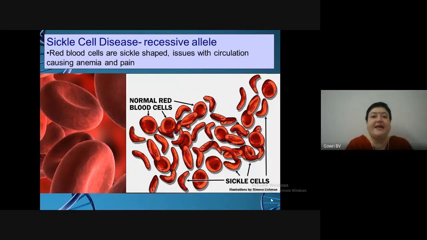And this is sickle cell anemia, where you have a recessive allele. If you look into the picture, the normal red blood cells are spherical in shape. And the red blood cells that undergo sickle shape cause anemia and of course pain when circulated in the blood. So again, this disorder can also be treated with the help of somatic cell therapy. Red blood cells are sickle shaped, with issues in circulation causing anemia and pain.